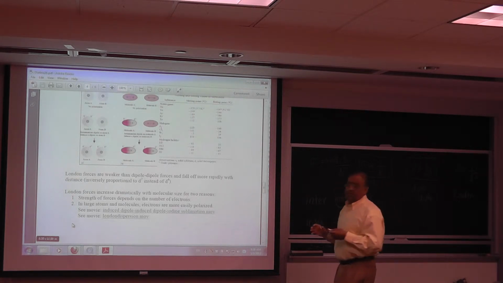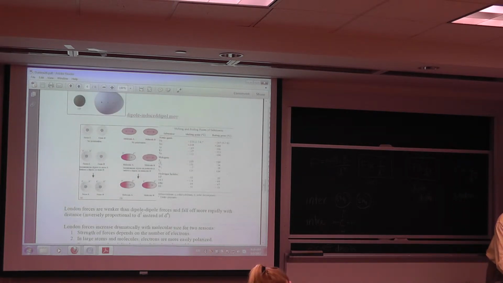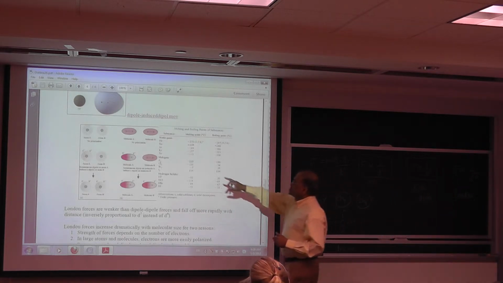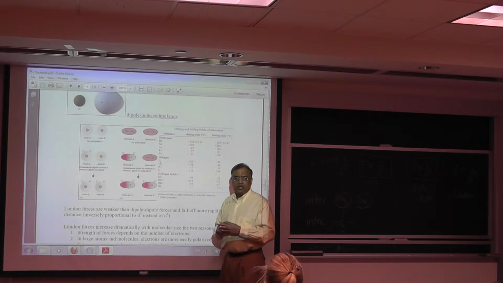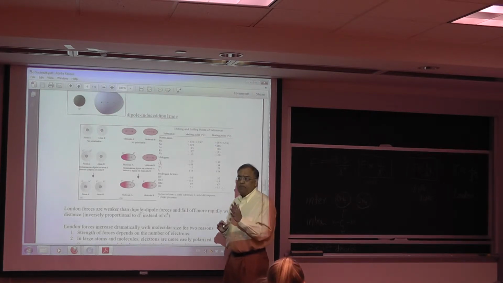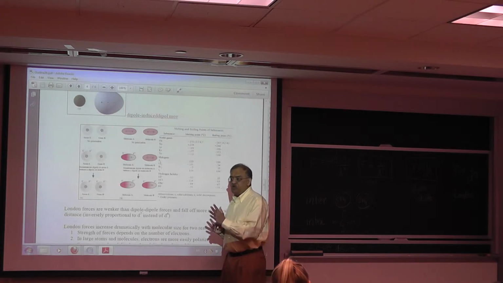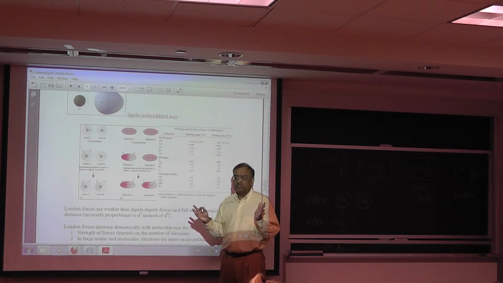And you can see that in this table, which is not there in the original outline that I posted earlier. So we're going from helium to xenon. We're looking at the boiling point of these noble gases. The only force between these atoms are due to London dispersion forces, because there are no dipoles.